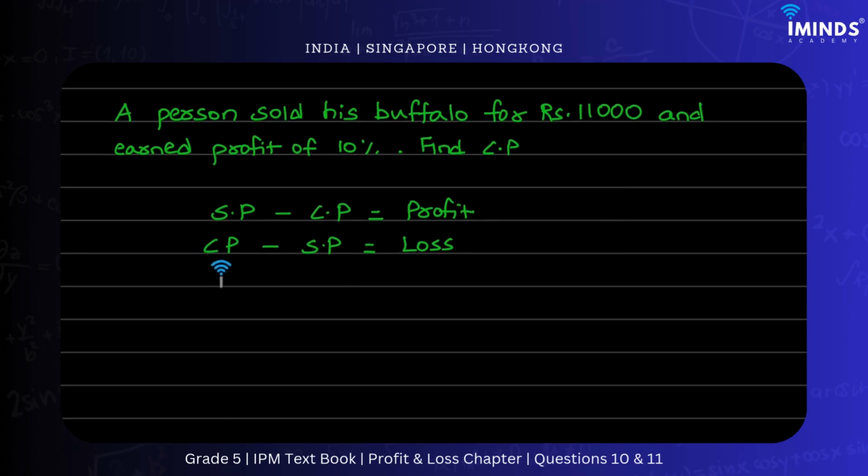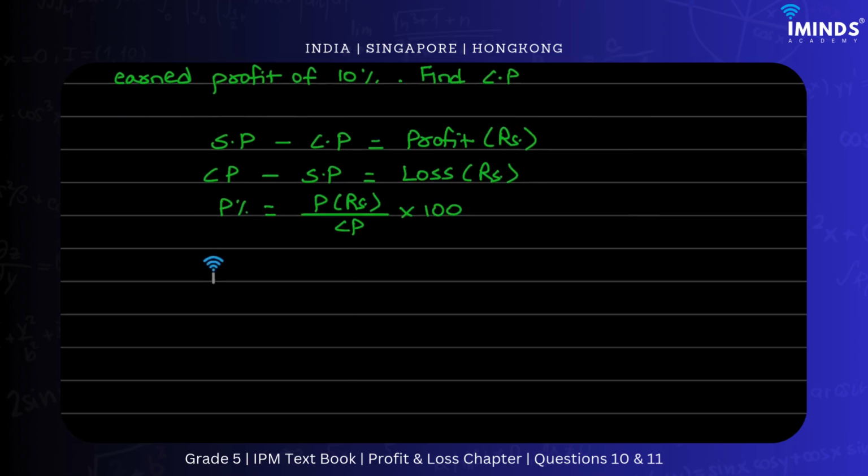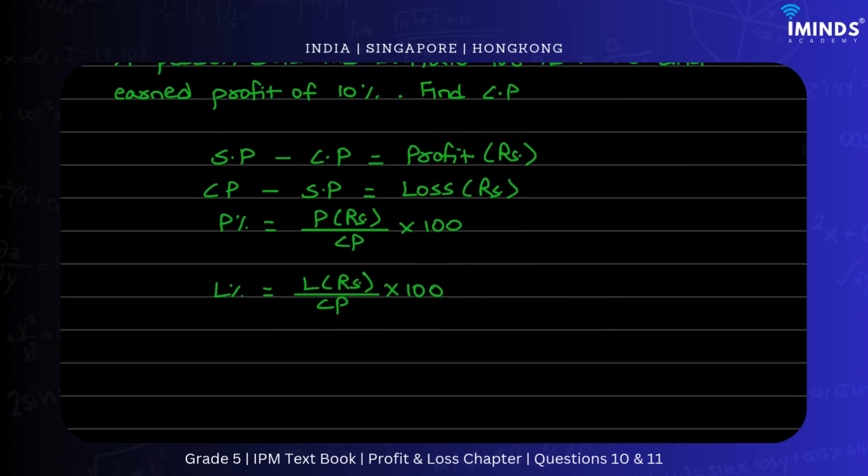Then profit percentage, they will ask you to find out the profit percentage. Now this profit is in rupees. Whatever we got is in rupees. The formula for profit percentage is profit in rupees upon CP into 100. This will give us the profit percentage. Loss percentage is loss in rupees upon CP into 100. So these are the four formulae you should never forget.